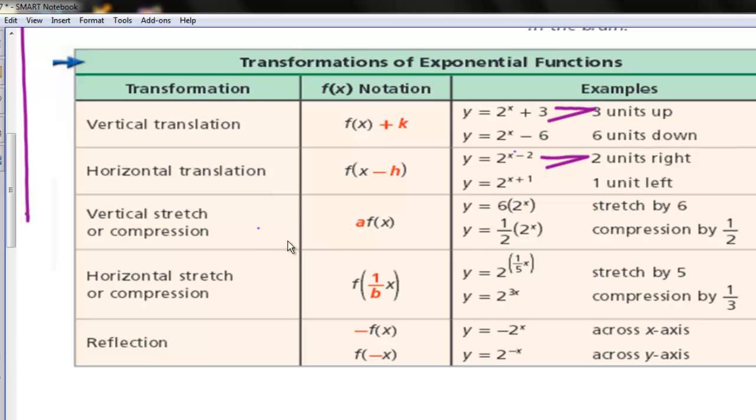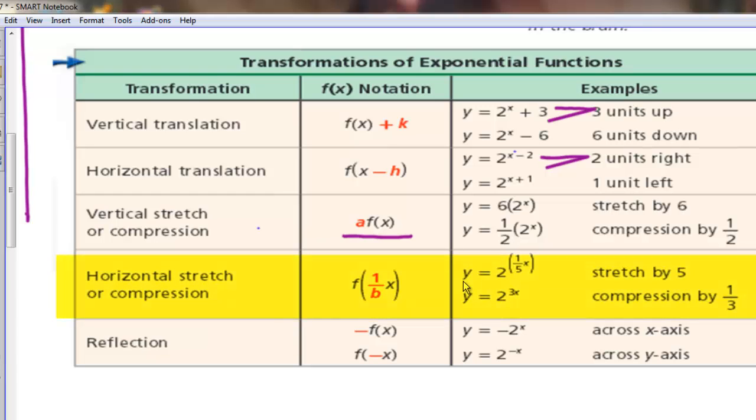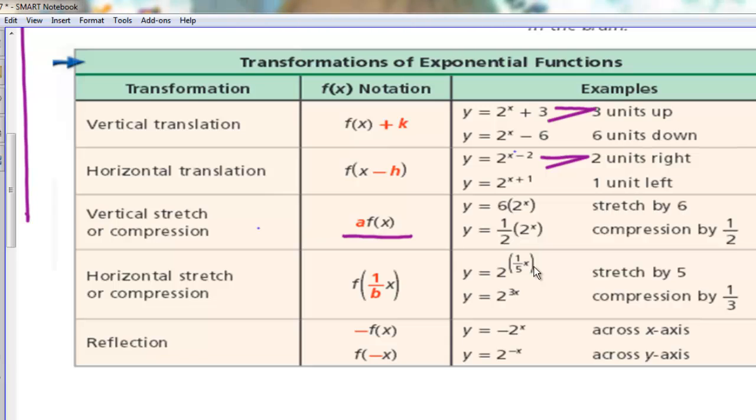If we multiply a function by some constant a, we will have a vertical stretch or a vertical shrink. So here's some examples here. 6 times 2 to the x is going to be a vertical stretch. 1/2 times 2 to the x is going to be a vertical compression or vertical shrink. And then if we take 1 over b times x, that's going to be a horizontal stretch or a horizontal compression. So 2 to the 1/5 x is actually going to be a horizontal stretch by a factor of 5, and 2 to the 3x is going to be a horizontal shrink by a factor of 1/3.